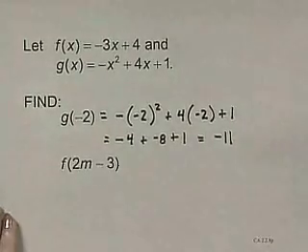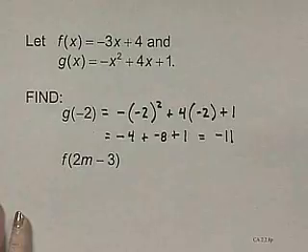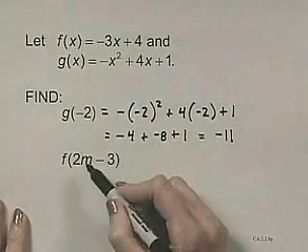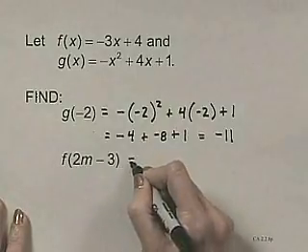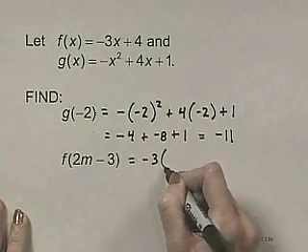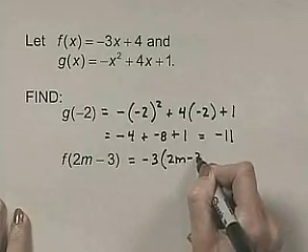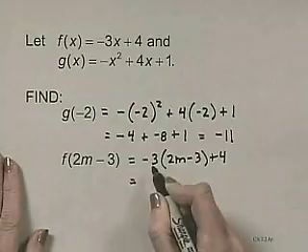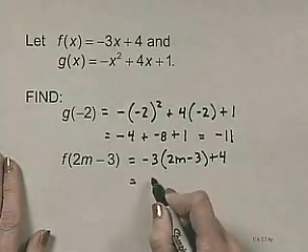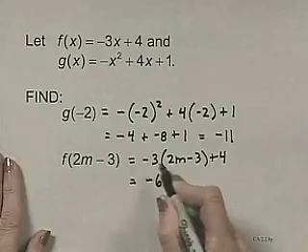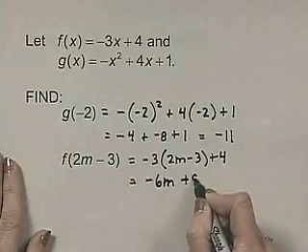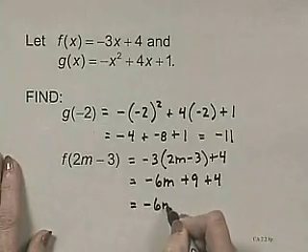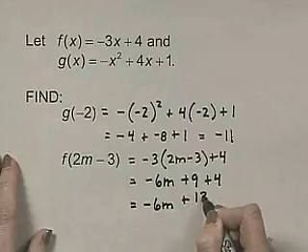What if we're asked to find f of 2m minus 3? We'll take the function f and we'll replace our x value with 2m minus 3. That will give us negative 3 multiplied times 2m minus 3 plus 4. Let's use distributive property and simplify. Negative 3 times 2m is going to be negative 6m. Negative 3 times negative 3 is positive 9, and then we add 4, and that gives us a result of negative 6m plus 13.